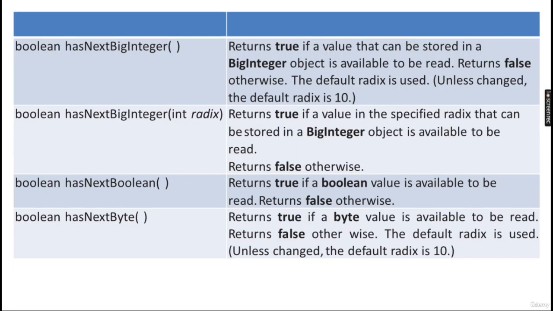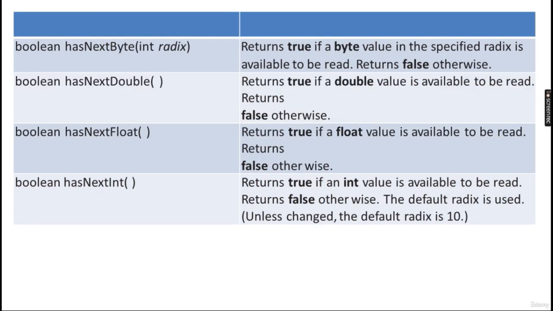boolean hasNextBigInteger() returns true if a value that can be stored in a BigInteger object is still available to be read. Returns false otherwise. The default radix is used unless changed. Default radix is checked. boolean hasNextBigInteger(int radix) returns true if a value in the specified radix that can be stored in a BigInteger object is available to be read. Returns false otherwise. boolean hasNextBoolean() returns true if a Boolean value is available to be read. Returns false otherwise. boolean hasNextByte() returns true if a byte value is available to be read. Returns false otherwise. The default radix is used unless changed; default is 10.